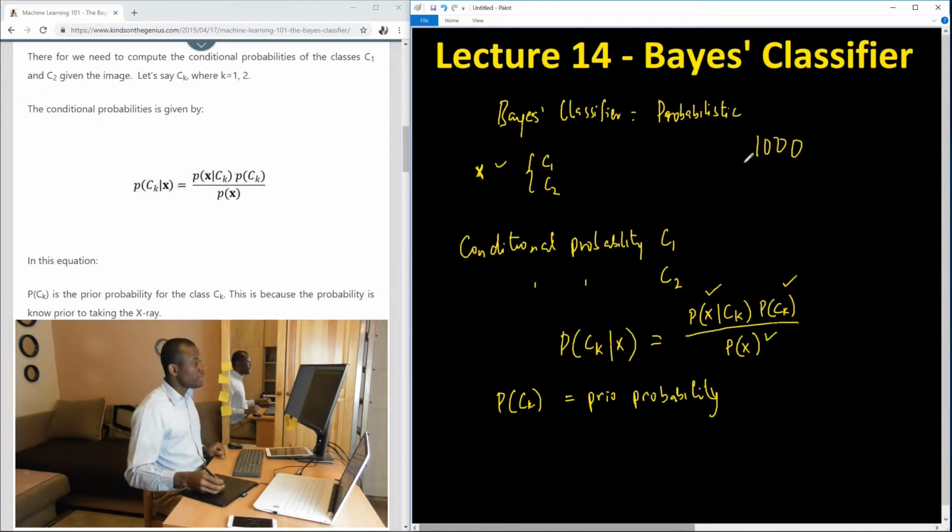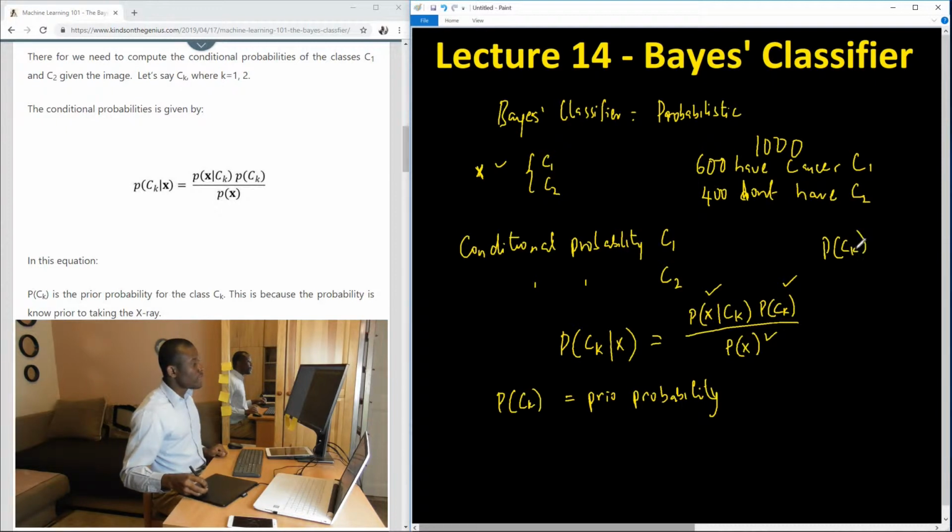Let's say in a 1 year span, this hospital evaluated or diagnosed 1,000 patients, and they find out that 600 have cancer. So this is C1, and they find out that 400 don't have. This is C2. So it means that the probability of C1 is equal to 600 over 1000, which is 6 over 10, and the probability of C2 is equal to 4 over 10.